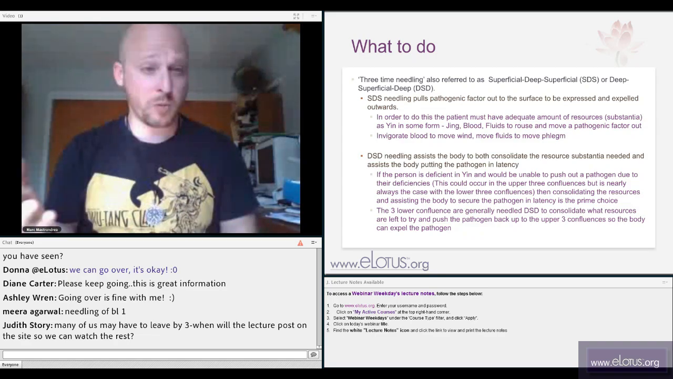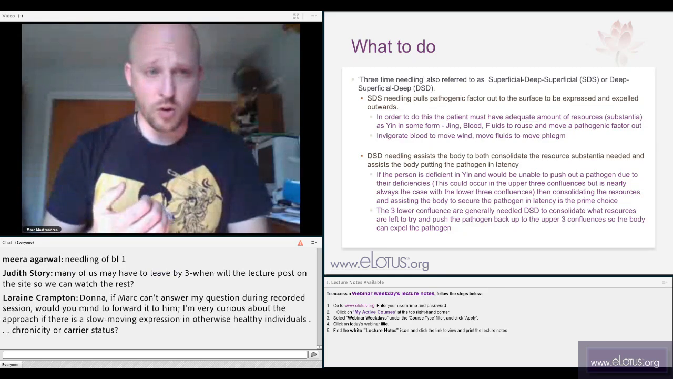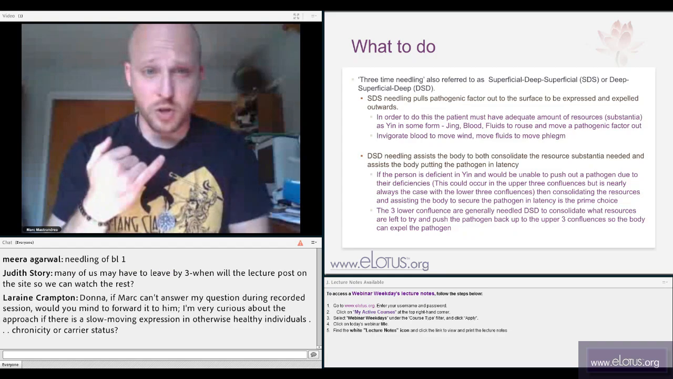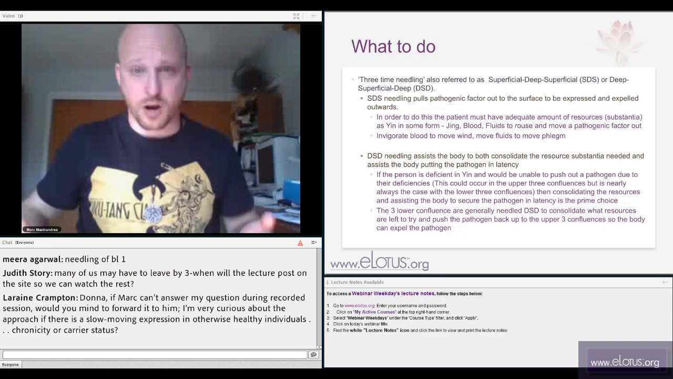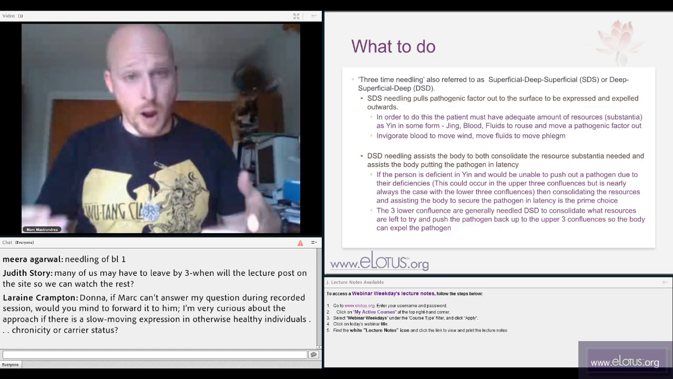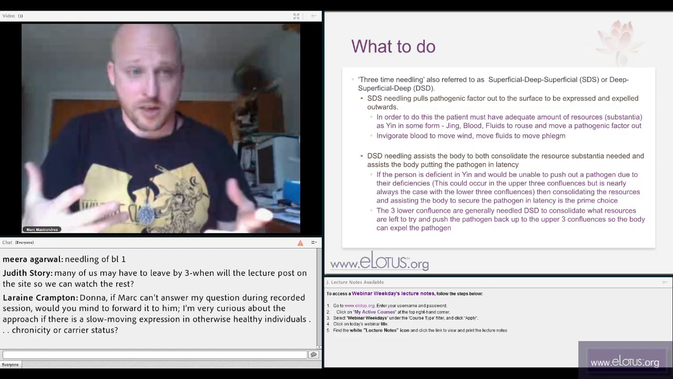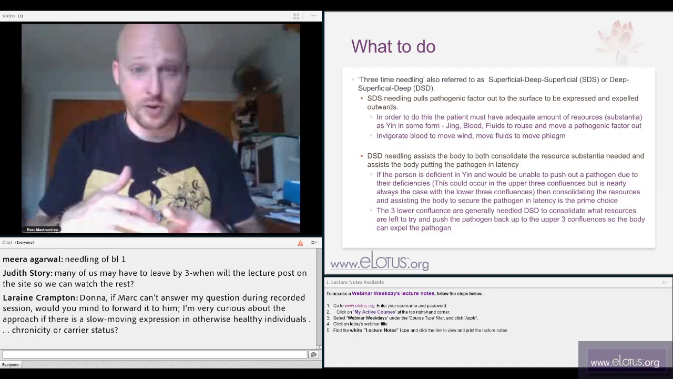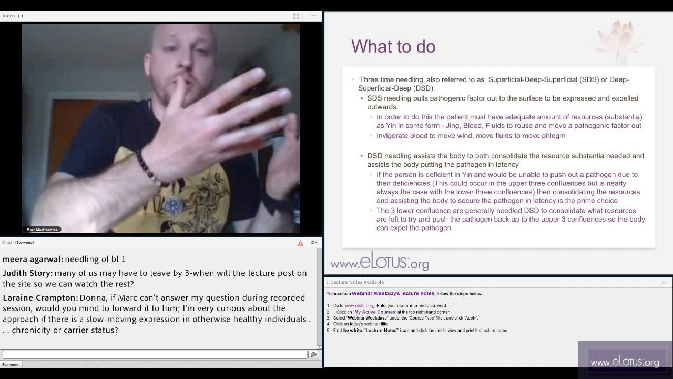This three-time needling is oftentimes referred to as superficial, deep, superficial, or SDS, or deep, superficial, deep, DSD. For those who aren't familiar with this, superficial needling, SDS needling, pulls a pathogen out to the surface to express it and expel it outwards. How does it do that? It rouses the person's resources, the substantia of the yin, the jing, the blood, the fluids, to move the pathogen out and invigorate it towards the surface.